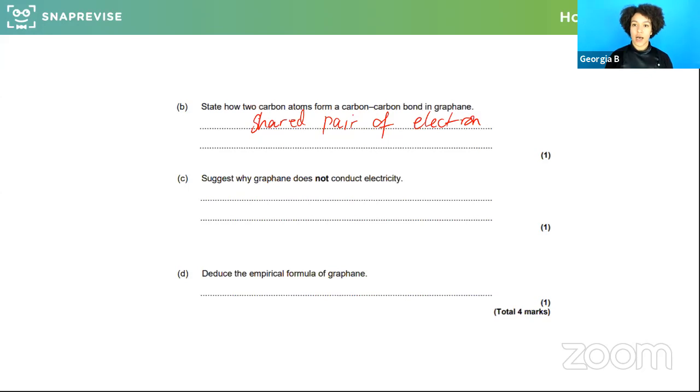Okay, so the next question says, suggest why graphene does not conduct electricity. You have another minute, although I can see some of you have already started answering. Ati, did that explain your answer? If it didn't, could you let me know what exactly you would like me to explain? Cool. I think we have enough answers in there.